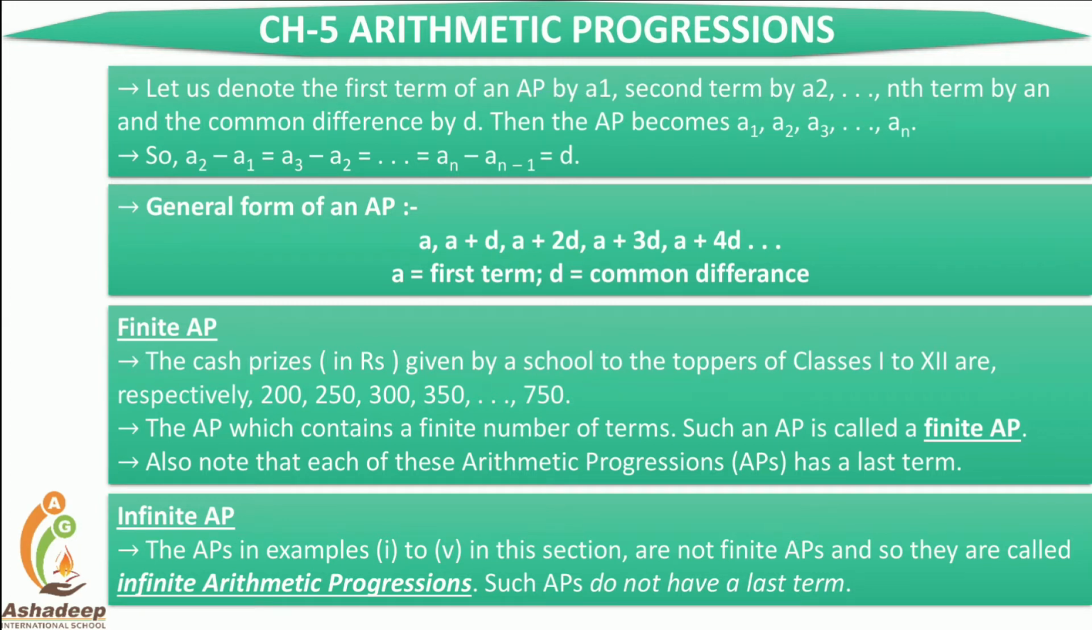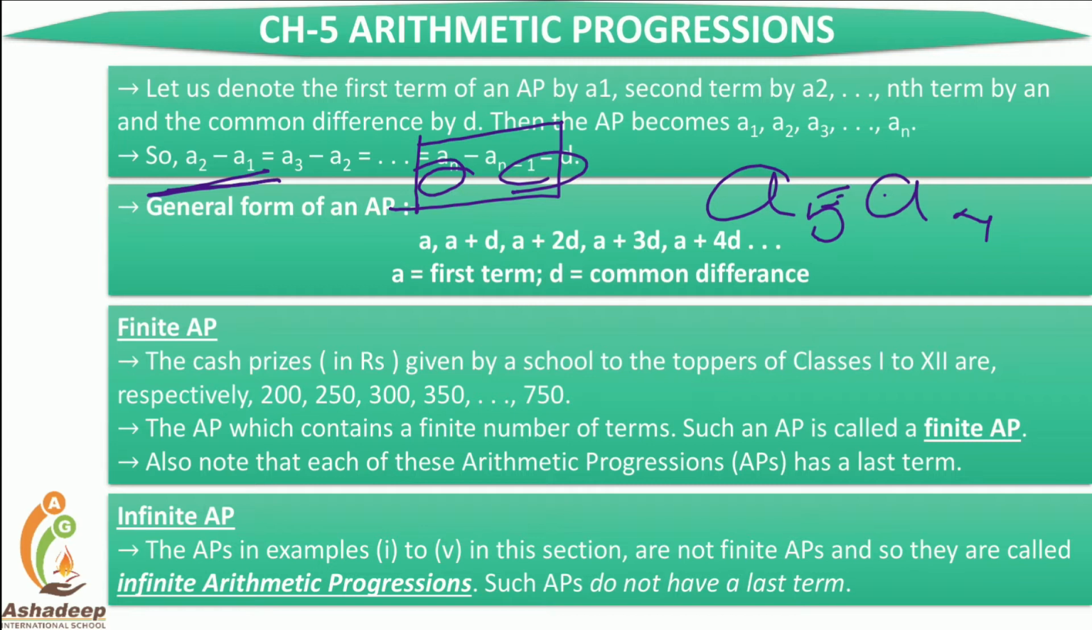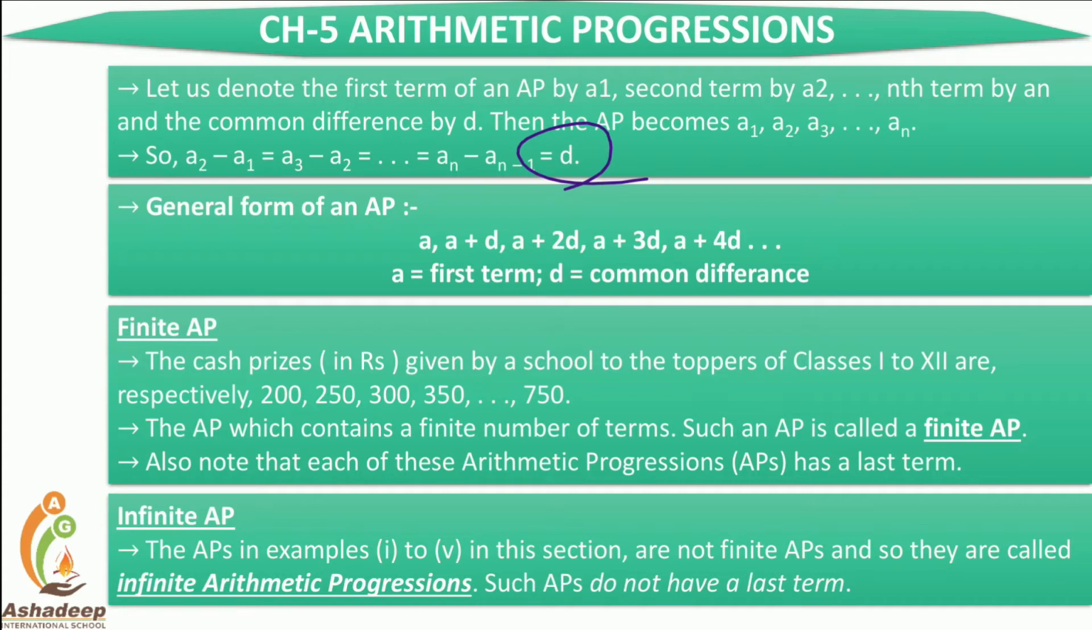So what is our AP? Our AP is like this: a2 minus a1 is equal to a3 minus a2 is equal to an minus a(n-1) is equal to D. That means the difference of any two consecutive terms is always equal. So if I put n equal to 5, then 5 minus 1 is 4, so a5 minus a4 should be a constant, that means a single number.